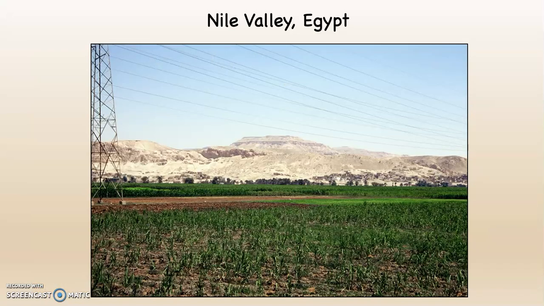Okay, now take a look here. This is the Nile River Valley, and you can see how lush the landscape is in the Nile River Valley. But just off in the background, you can see the desert, because the Sahara Desert is a stark, stark landscape.